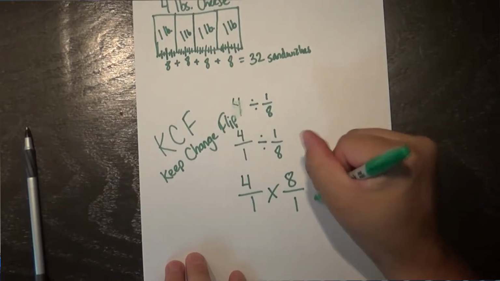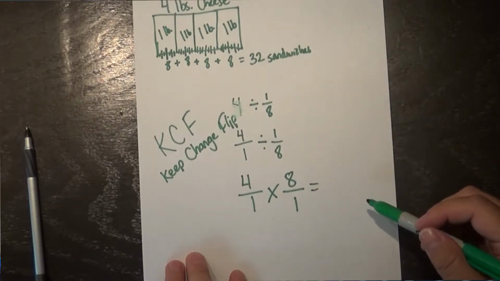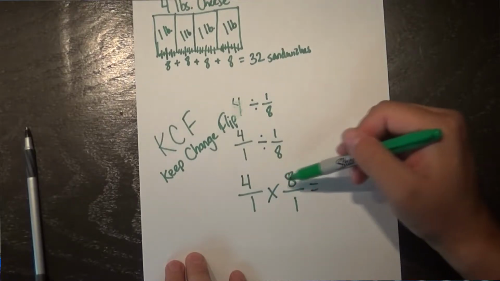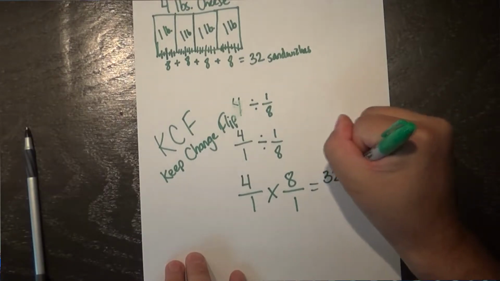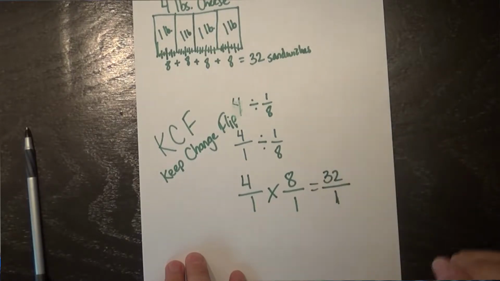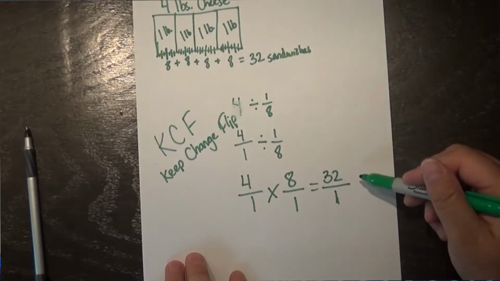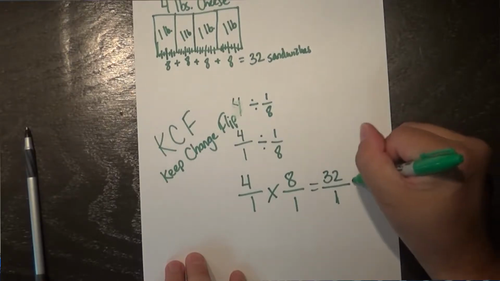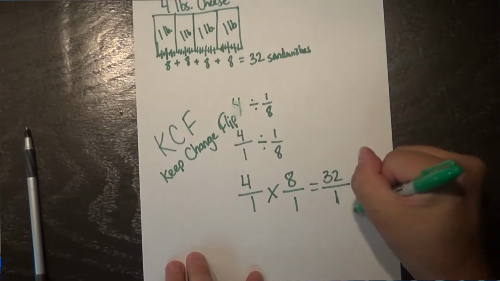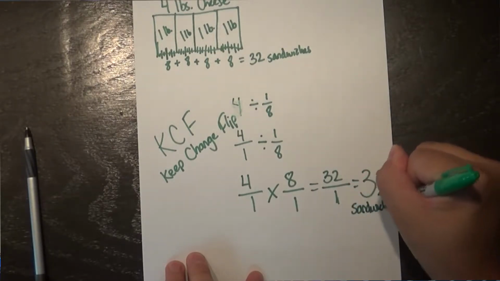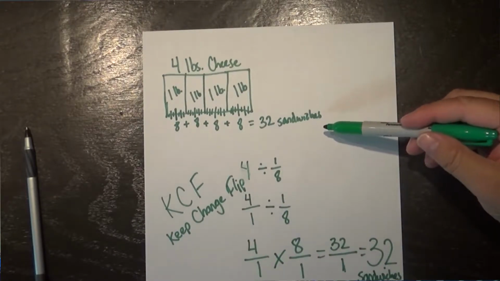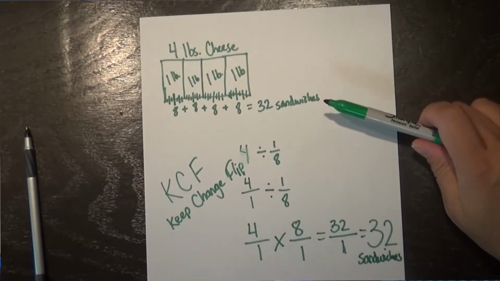Now, we know, I'm hoping, how to solve a multiplication problem involving fractions. It's pretty simple. We're just going to multiply straight across. So 4 times 8 equals 32. Put my fraction bar, 1 times 1 equals 1. Once again, we have an improper fraction, 32 over 1. 32 over 1 is really equal to the whole number, 32. So my answer here is 32 sandwiches, which, by the way, is the same answer we came up with by doing it the long way.